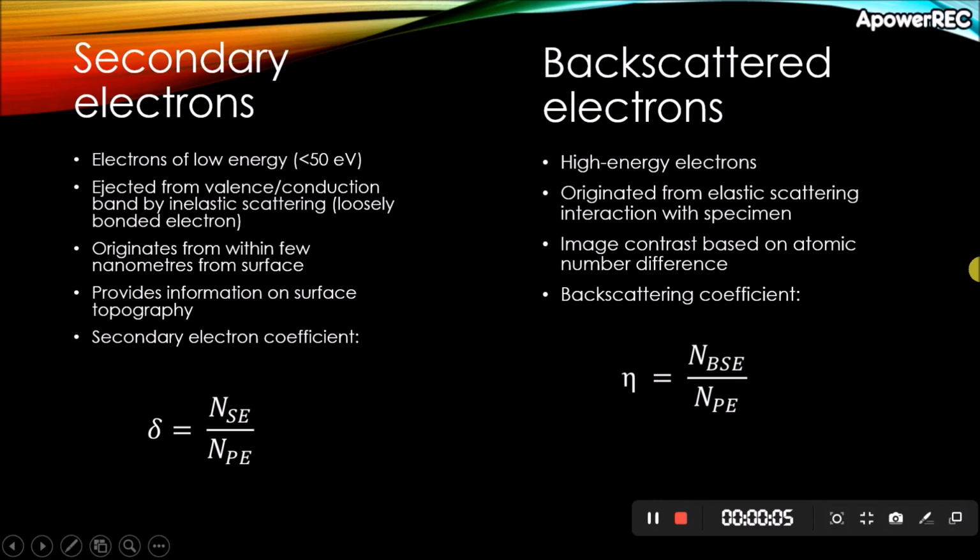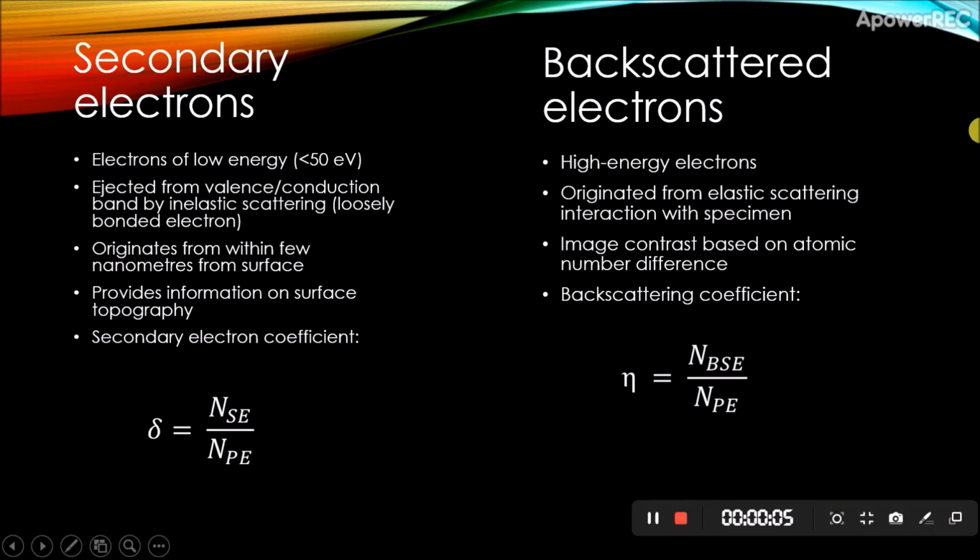The backscattered electrons are typically of higher energy. These originate from the elastic scattering interaction with the specimen, where the primary electrons will bounce back from the nucleus or the nuclei of the atoms. The variation in kinetic energy coming from the backscattered electrons tells something about the atomic number of the atom that it has been backscattered from.